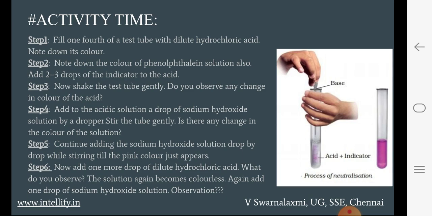As you can see in the image, base is being added drop by drop to the acid plus indicator solution. So till the time you don't get that pink color formation, you have to keep on adding sodium hydroxide base. Now, as soon as the pink color is recognized, you have to add another drop of dilute HCl.